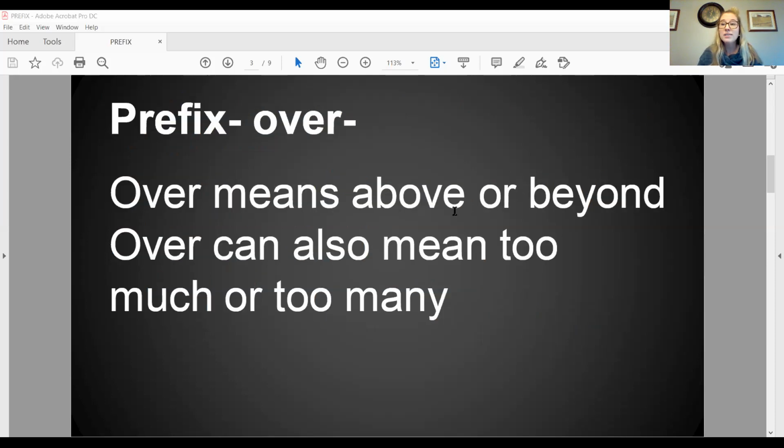So this week we're looking at the prefix over. Over means above or beyond. I always think of Buzz Lightyear. Over can also mean having too much or too many of something.